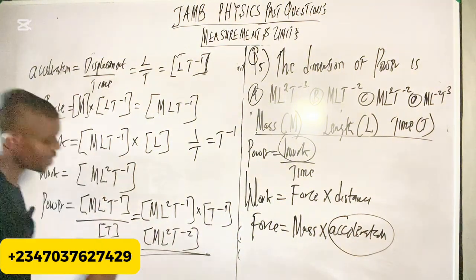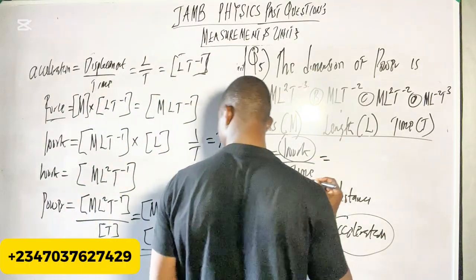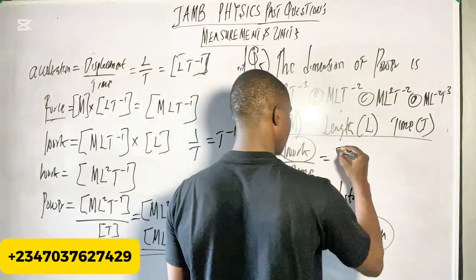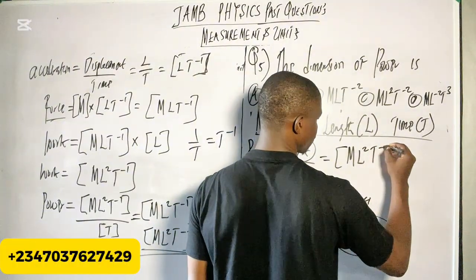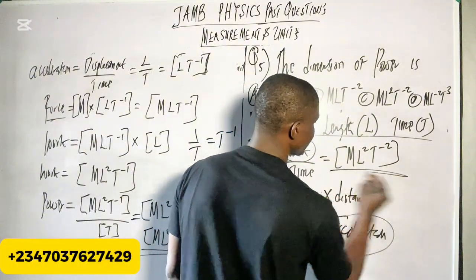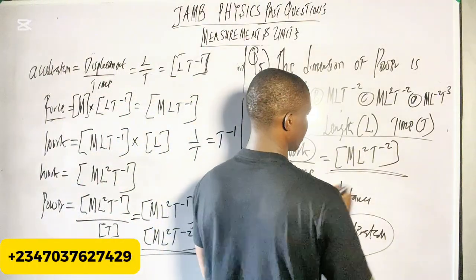So this is the dimension for power. The dimension for power is M L squared T to the power minus 3. So what would be the answer here? The answer is C.